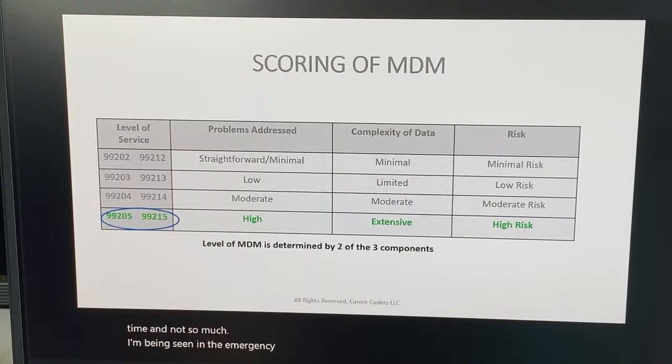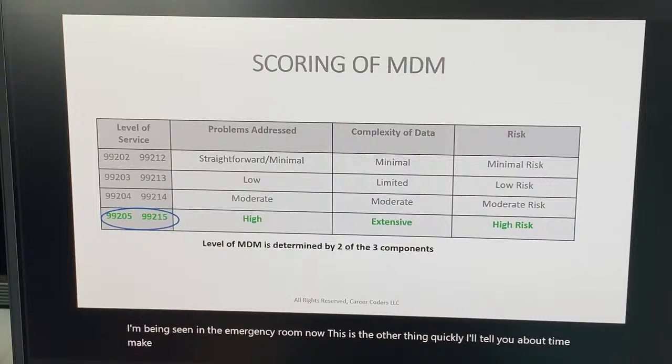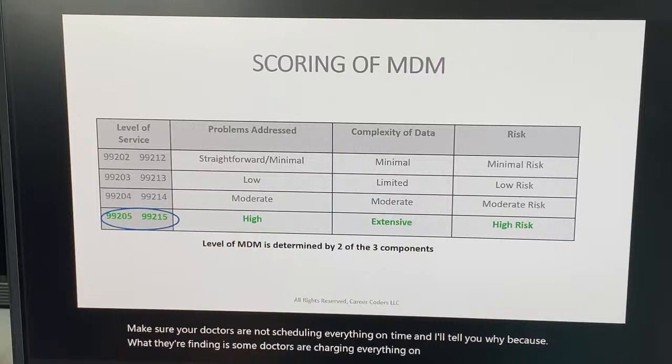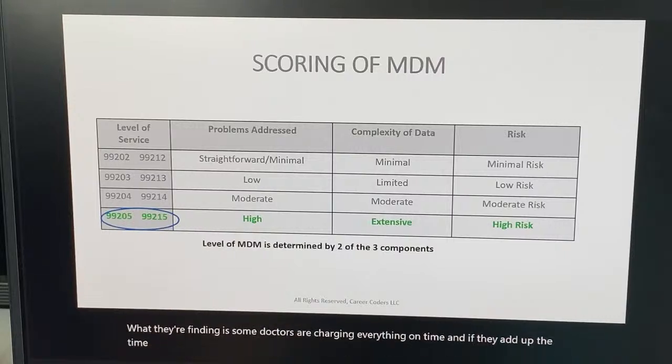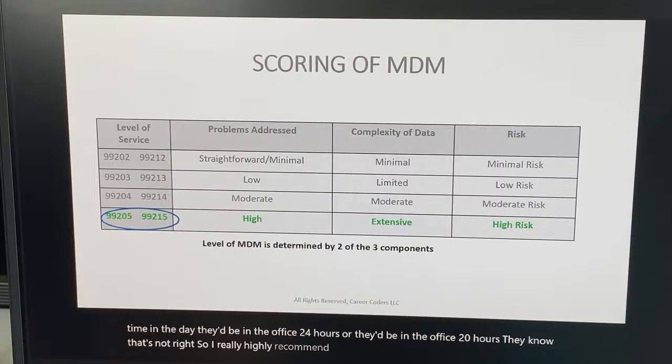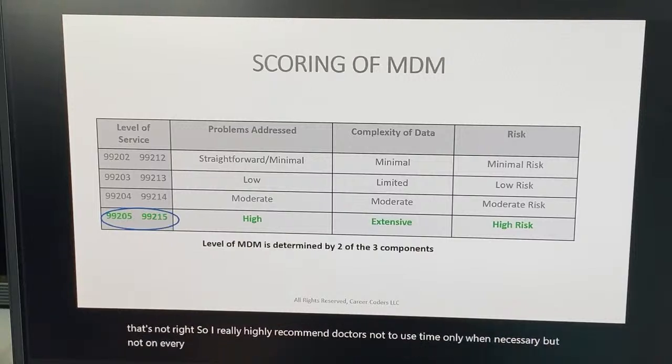Now, this is the other thing quickly I want to tell you about time. Make sure your doctors are not scheduling everything on time. And I'll tell you why. Because what they are finding is some doctors are charging everything on time, and if they add up the time in the day, they'd be in the office 24 hours, or 20 hours. They know that's not right. So I really highly recommend doctors use time only when necessary, but not on every visit. Just my 2 cents worth.